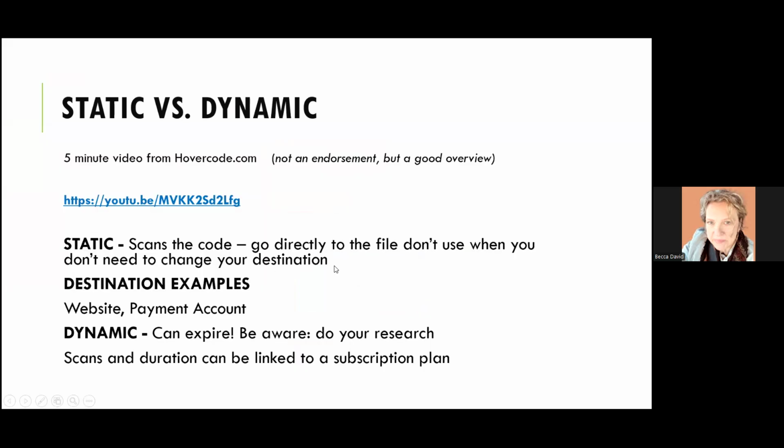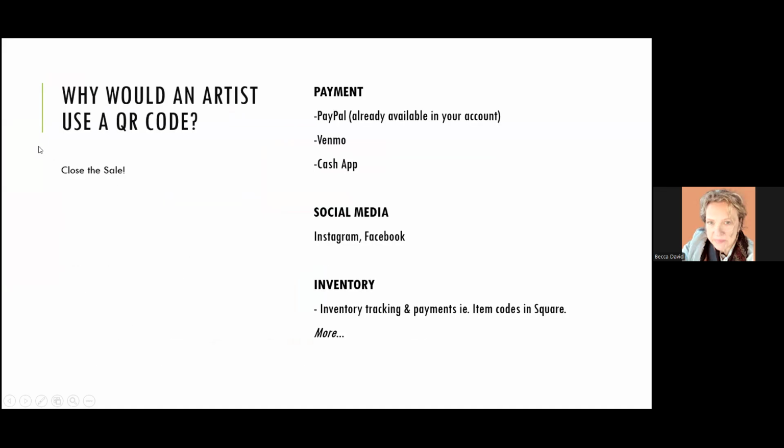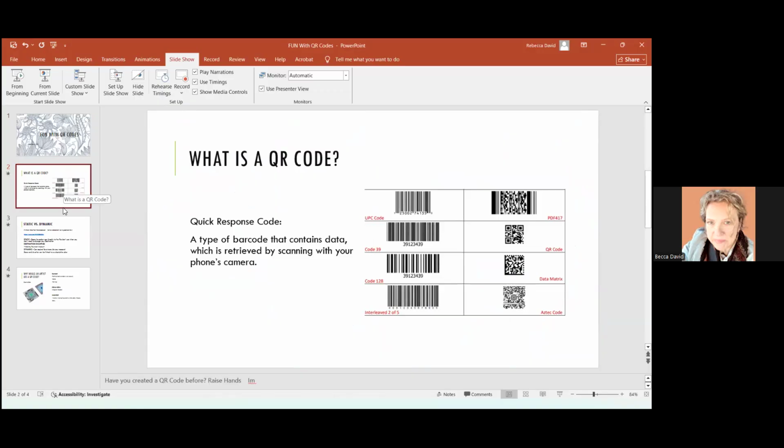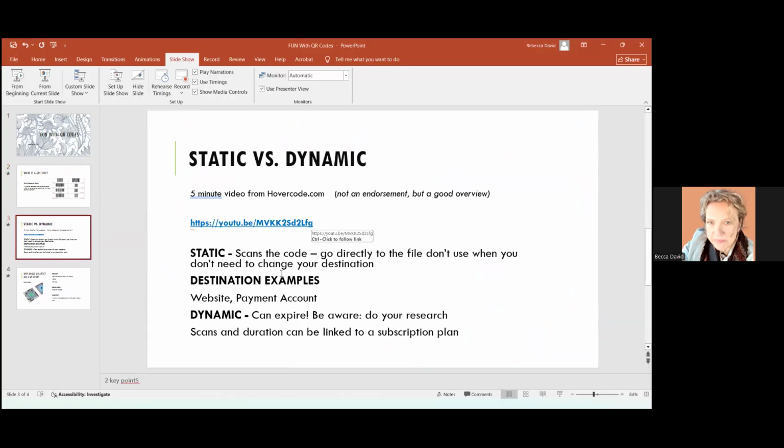So the main points to remember are static and dynamic. Your static code is going to go right to the file, and you don't want to use it when you change your destination. Examples would be your website, maybe your payment account. The dynamic, sorry about that, my controls are crazy. Let's do it like this. We have the potential for expiration on a dynamic code. That's where, if you're going to go out and look on the internet and say create a QR code, you have to be really careful about what you're getting or not getting, and a lot of things have that built in.